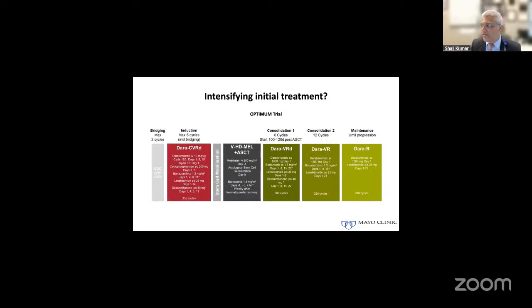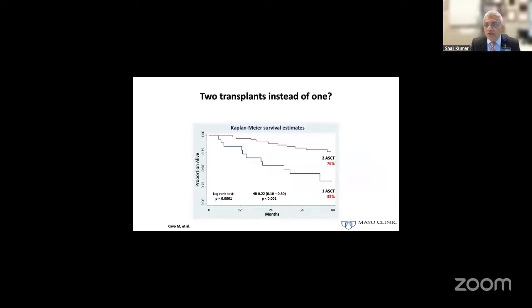One is to intensify the initial treatment, and this is the tactic that was taken for the Optimum trial in UK, where they gave a 5-drug induction transplant, 4-drug consolidation, then 3-drug consolidation for a year, and then 2-drug maintenance till progression. So start intense, continue intense therapy. People have looked at 2 transplants versus 1 transplant. The data is pretty soft. I think we have pretty much stopped doing these tandem transplants in patients.